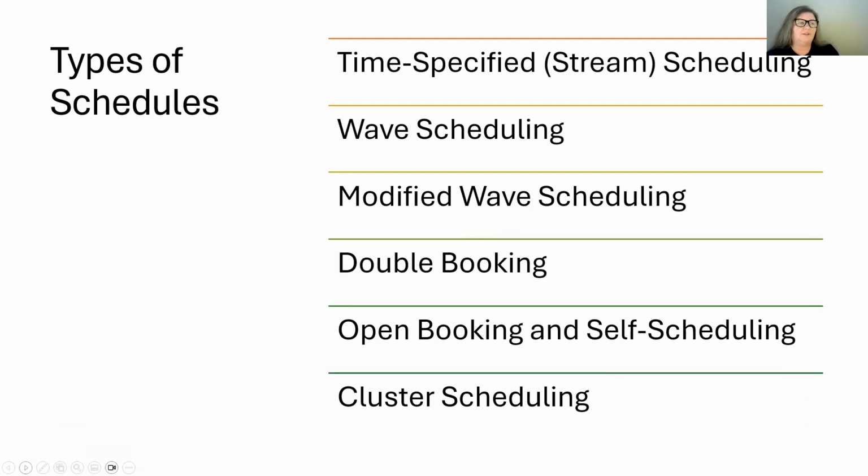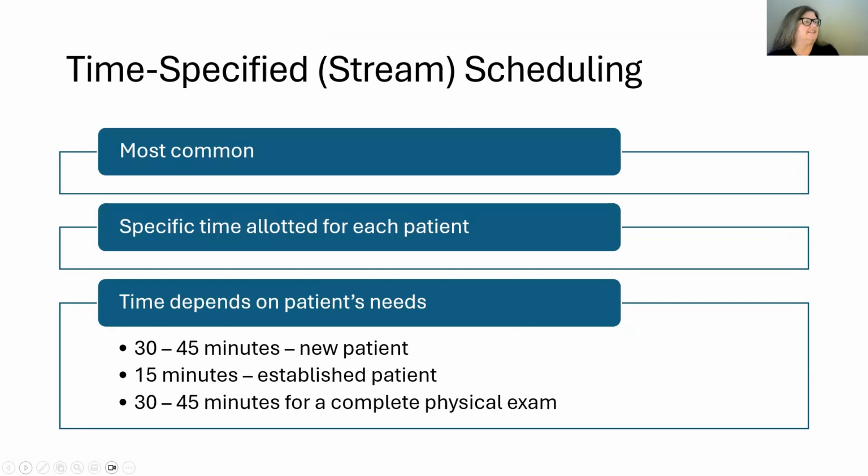Okay, there are different types of scheduling systems or schedules. And we'll go through each of these individually, but we have time specified, or what we call stream scheduling, wave scheduling, modified wave scheduling, double booking, open booking, or self-scheduling, sometimes it's called, and cluster scheduling. These, as I had mentioned initially, don't be surprised if you see some of these on your national exam if you haven't taken your national exam yet. So just be aware of what each means.